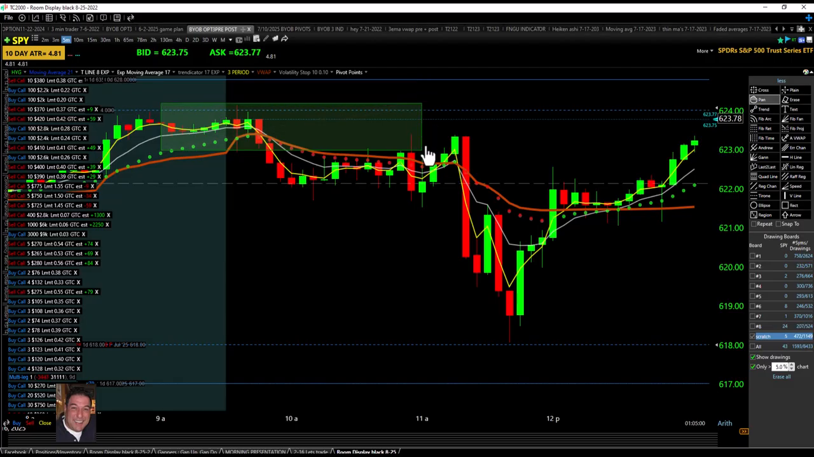Okay, now whoever breaks out of the box and closes a candle, all right, is going to be the team I'm going to go with. All right, so you can see they broke out of the box and closed the candle down here. So I went with puts. All right, they moved to the right.